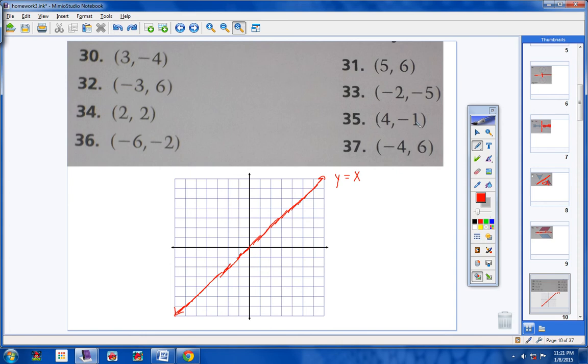Number 35, (4, 1), so over 4, down 1. There we go. There's my ordered pair, (4, -1). So I'm going to go perpendicular to the line here. Okay, and then go the same distance. Right there. Okay, and what is that ordered pair? (-1, 4). So there's my answer. (-1, 4). Okay, not too bad. Here we go. Let's take a look at number 36.